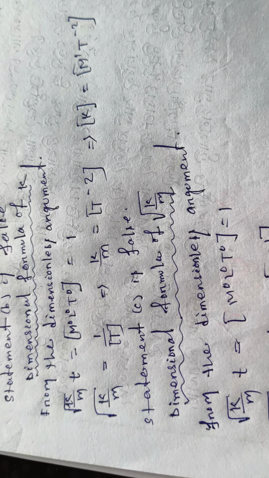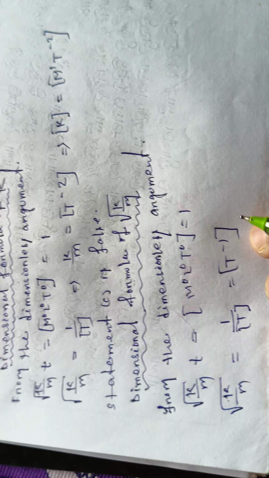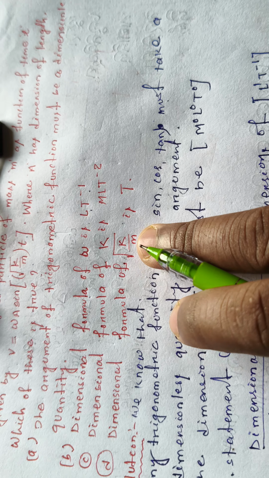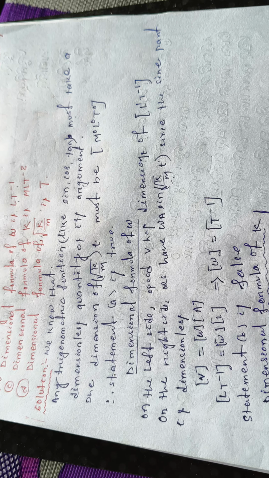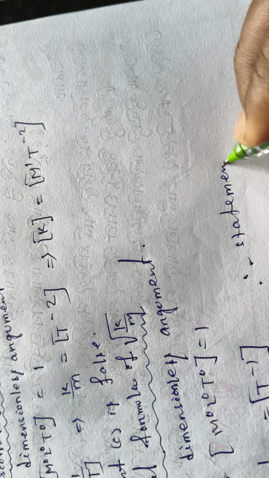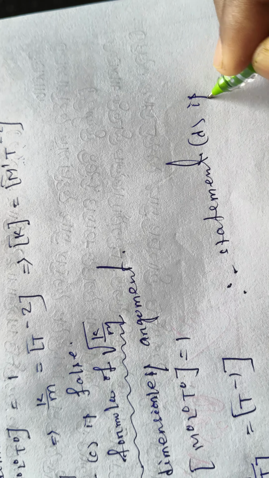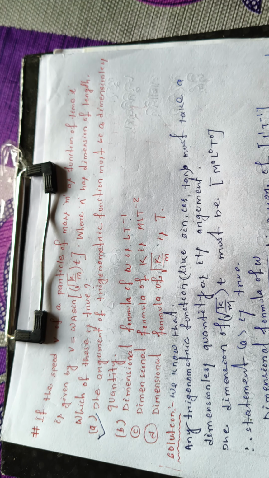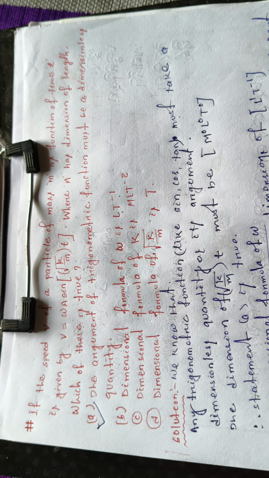In this case the dimensional formula of K by M root over is T inverse, but here it is given only T. The dimensional formula of K by M is T, but finally we get T inverse, that means the final result and the given statement mismatch. Therefore statement D is false. So the correct answer is option A. That means any trigonometric function must be a dimensionless quantity.